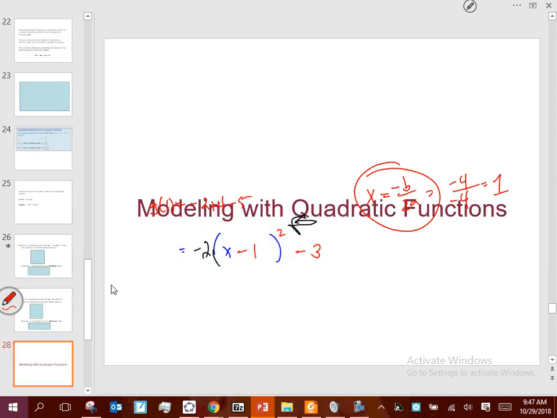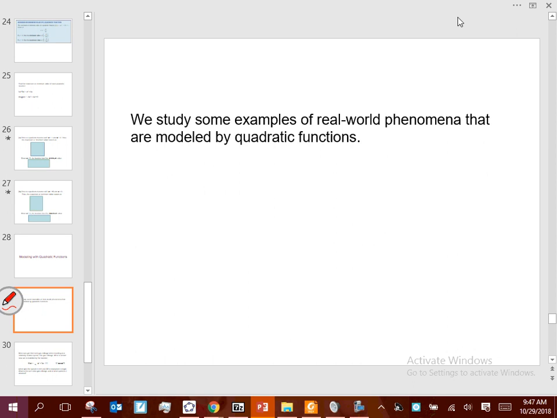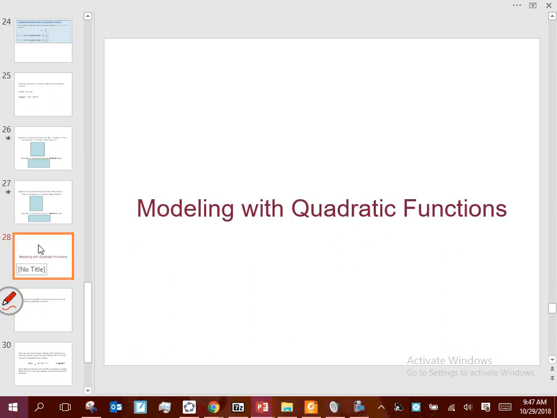My plan for today was actually to get into 3-2, but we're not going to have time for it. So I do want to talk about this a little bit in more detail than what we were going to at the onset of class. It's called modeling with quadratic functions. We've modeled already with these things.